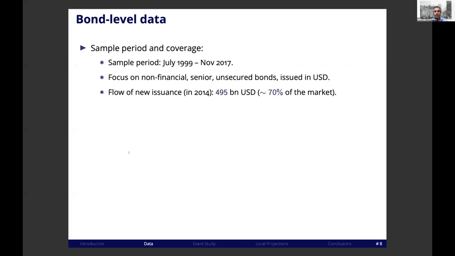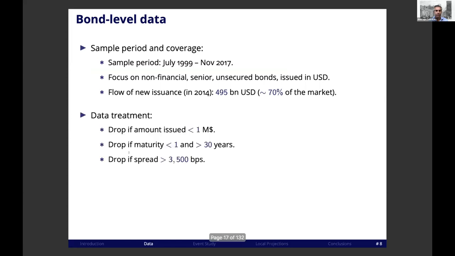Our sample period covers the 1999-2017 period, so it's a relatively long time series for a very large panel. We focus on non-financial senior unsecured bonds issued in US dollars only. And let me just stress that the data set we have covers a relatively large share of the market. For example, in 2014, the flow of new issuance in our data set was around 70% of the total markets of US corporate bonds. We apply a relatively standard data treatment following different papers in the corporate finance literature.